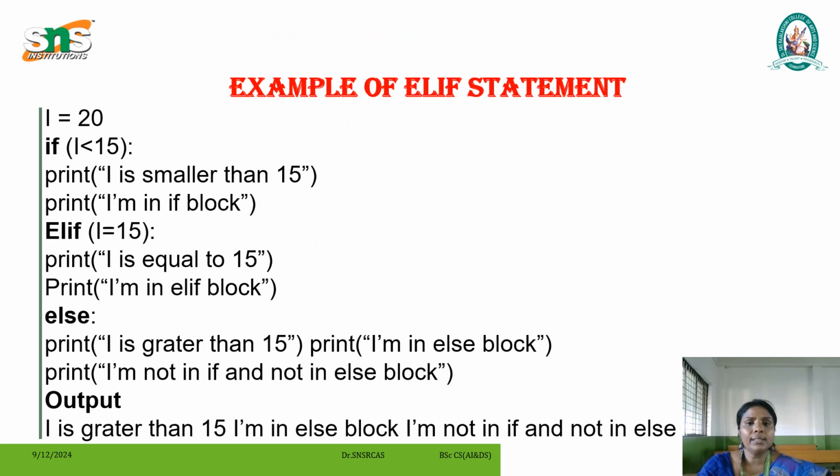For the example of the else if statement, in the same example program, first the condition i less than 15, that is 20 less than 15, is checked, and it is false. Again the else if part is checked, 20 equal to 15, which is also false, so we go to the else statement. So the output of this program is the else part: "i is greater than 15" and "I'm in else block", not "I'm not in if and not in else block". So this is the example program of the else if statement.